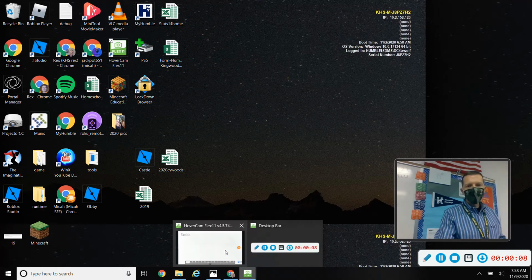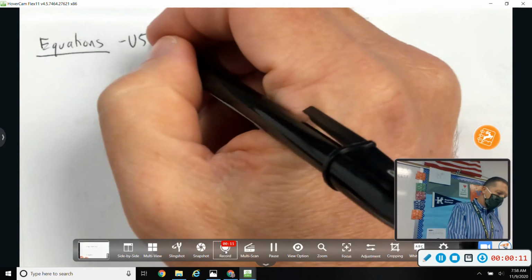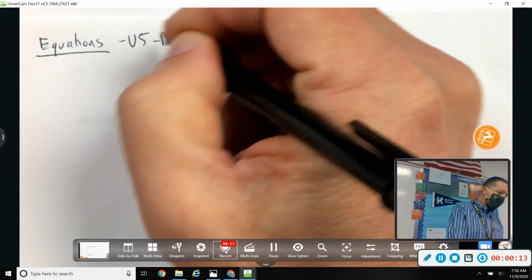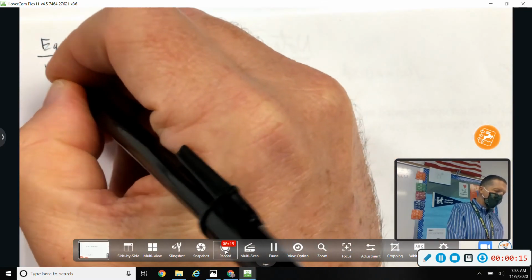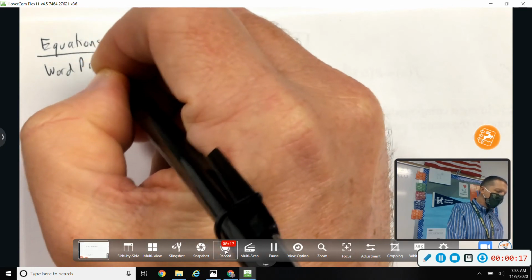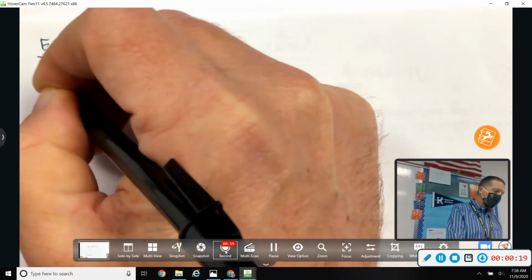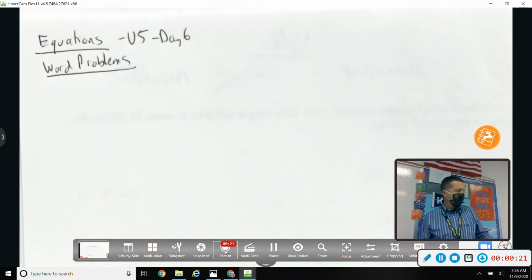Unit 5, Day 6. Equations, I guess really not equations, more like word problems. We have to look at some specific equations that involve logs and exponents.